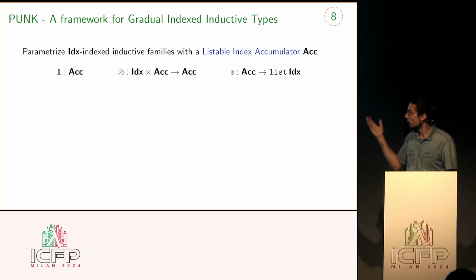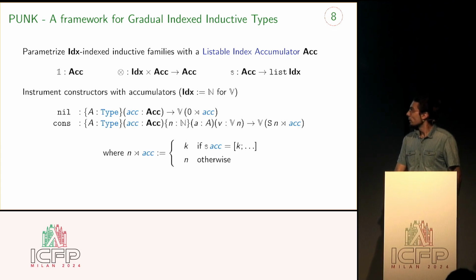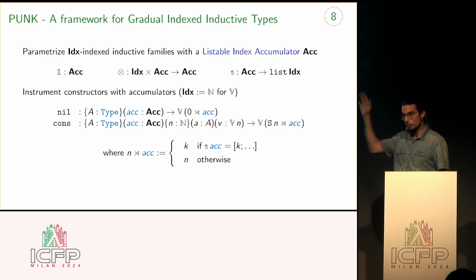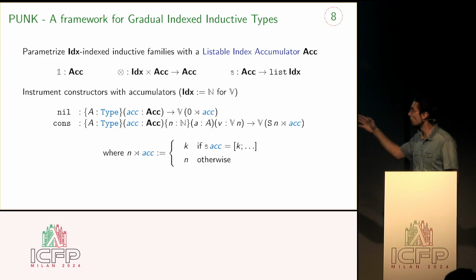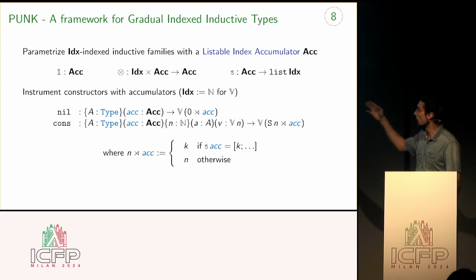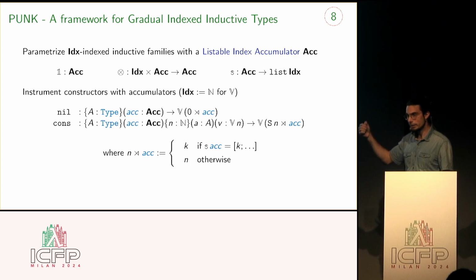In the paper, there is a more, let's say, universal description of this index accumulator, but I will keep that out of this discussion. So once we have fixed such an accumulator, we can now instrument our constructors. Here, I added to the nil and cons constructors of my vectors these accumulators, and I use this accumulator parameter to act on the index of the family.